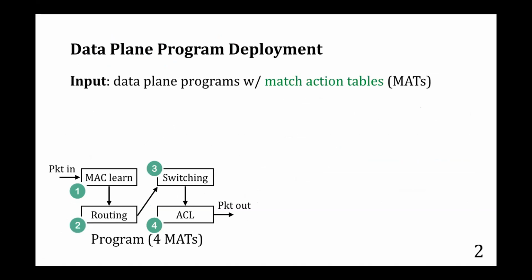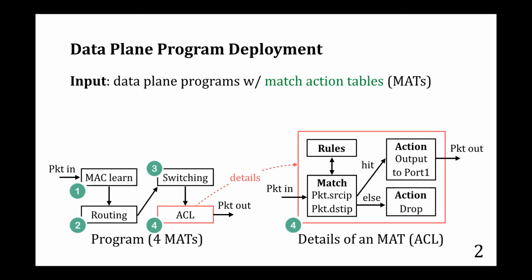As mentioned before, the deployment takes a set of data plane programs as input. Each data plane program is composed of many match-action tables, or MATs. For example, this slide shows an example of a data plane program, which executes 4 MATs in order. Take the MAT ACL as an example.